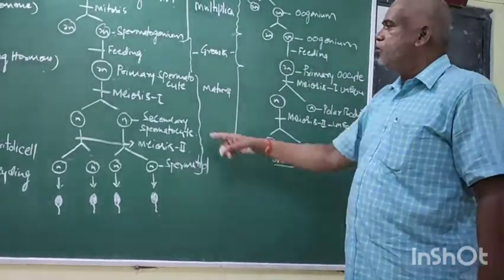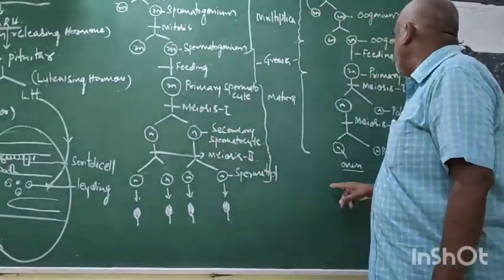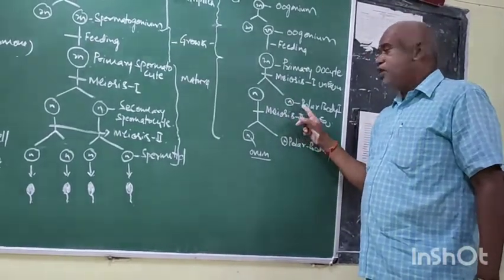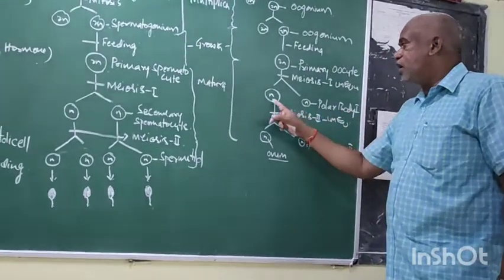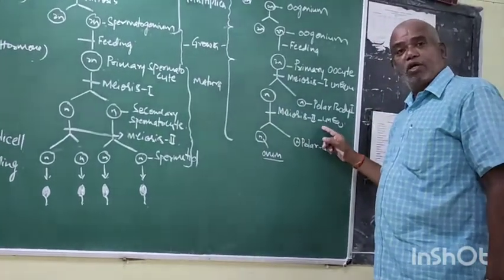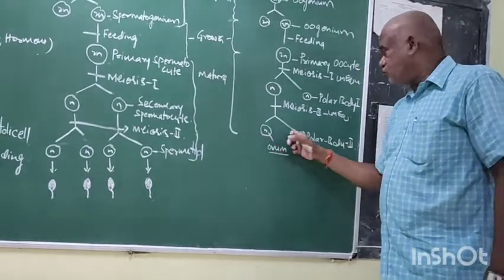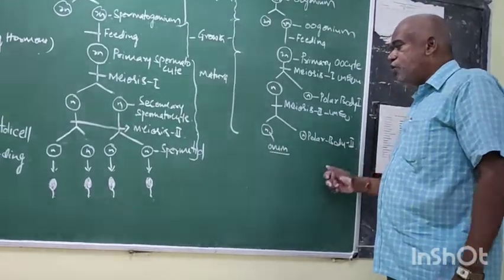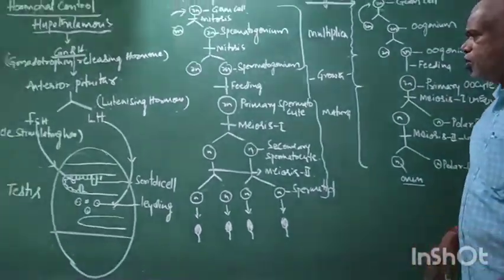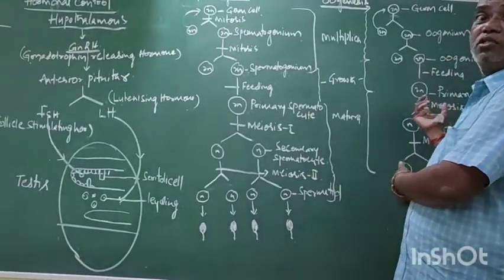Now the primary oocyte undergoes meiosis, which is unequal. Hence one is large and one is small. The small one is called the polar body. The large one is called the secondary oocyte. The secondary oocyte undergoes meiosis II. Again, it is also unequal: one is large, one is small. The small one is called the polar body, the large one is the ovum. This is maturation. It is the same in spermatogenesis, but there meiosis is equal, whereas in oogenesis meiosis is unequal.